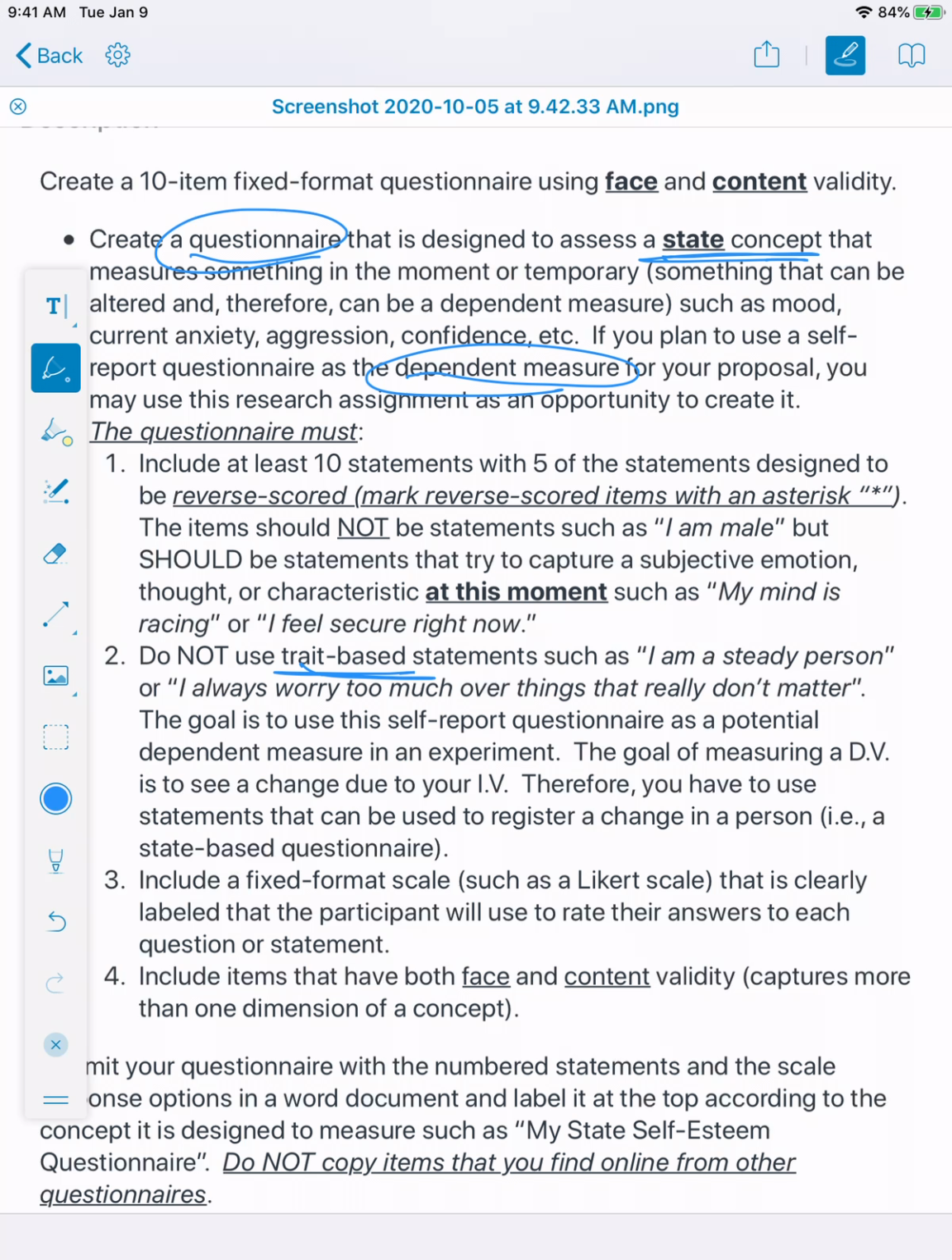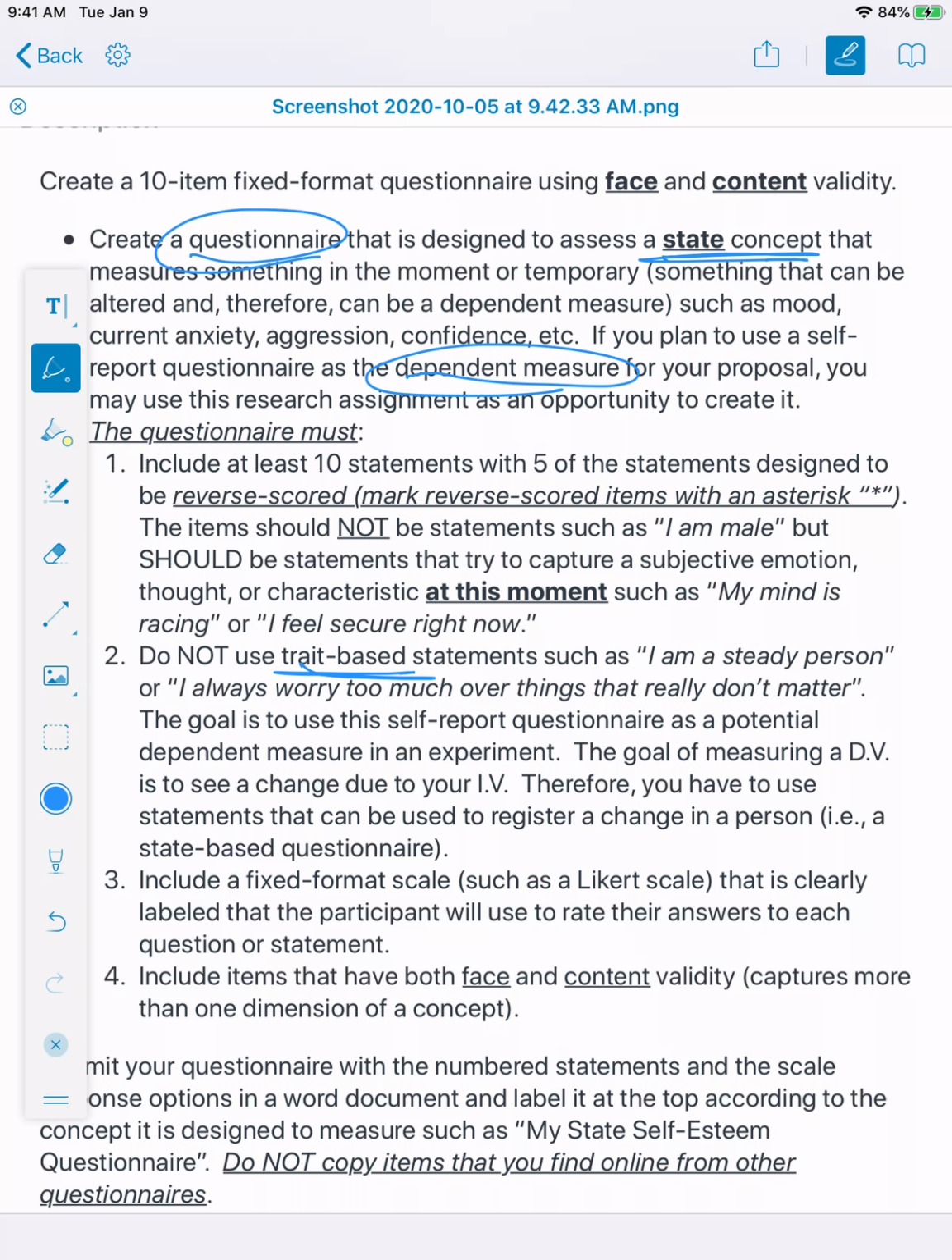And so a trait, something that's very consistent to me as a person, maybe I'm always introverted or I am always confident, those types of things we don't want to measure because I can't change those in the moment. But I can measure how confident you feel right now or how introverted you feel right now. And the idea would be, of course, that if my independent variable causes changes in your confidence or your introversion or your mood, your emotions, your feelings, any of those things, that I could then measure that change.